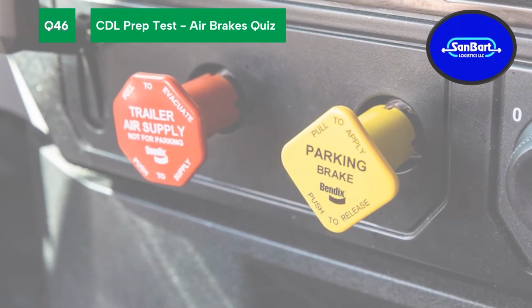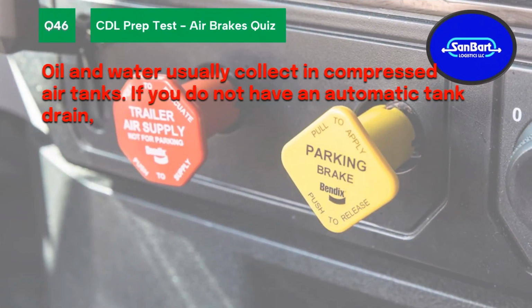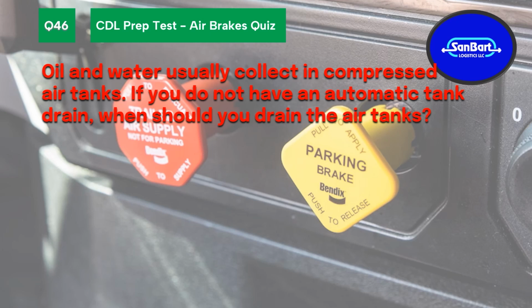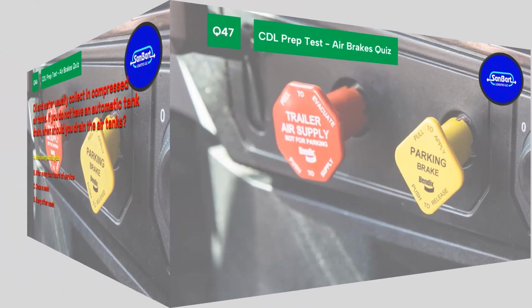Question 46. Oil and water usually collect in compressed air tanks. If you do not have an automatic tank drain, when should you drain the air tanks? A. After every working day. B. After every 4 hours of service. C. Once a week. D. Every other week. The correct answer is A. After every working day.